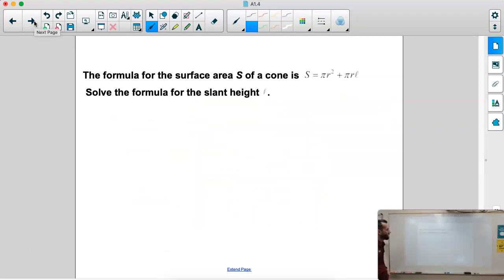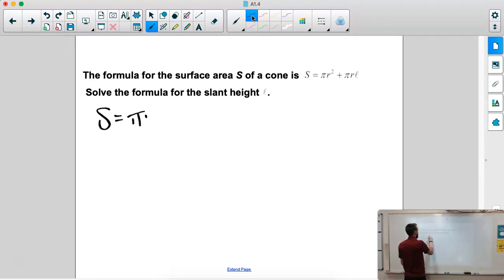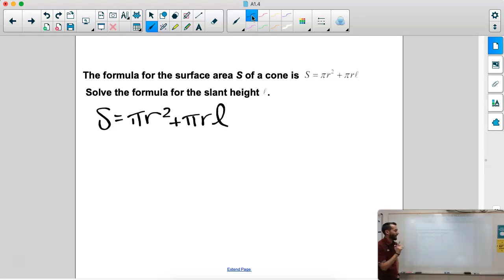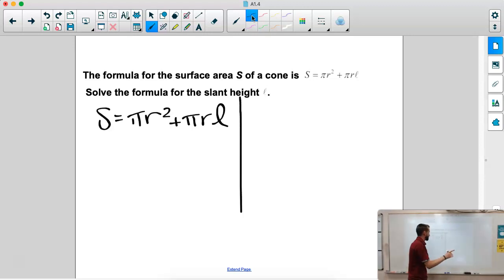All right. So on this one, they've got this big thing here, and I want to kind of set this up. S equals pi r squared plus pi r times L, and they want us to solve for L, to get L all by itself. Now, what I want to do is show you that this problem is just like a simpler one. Let's say I gave you a problem that I think all of you can handle.